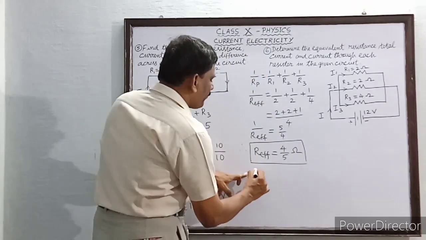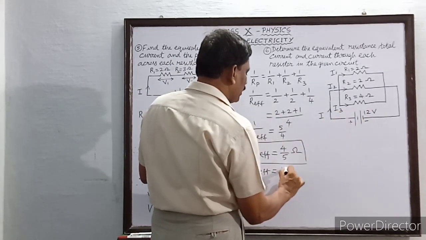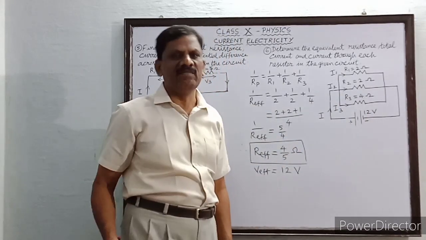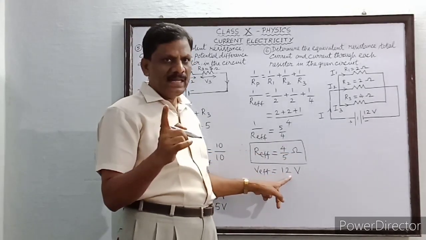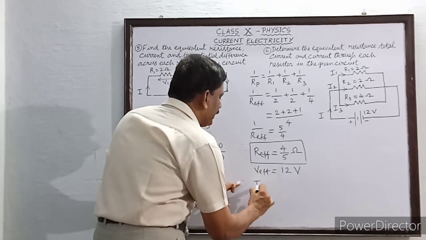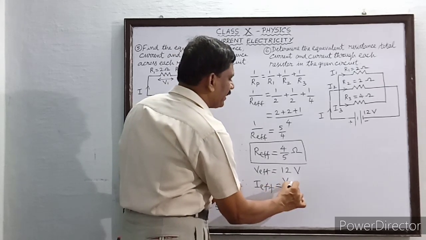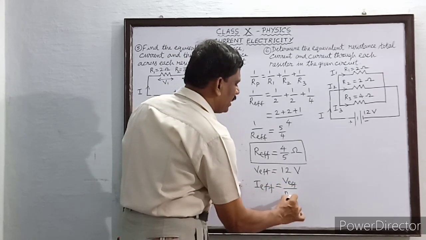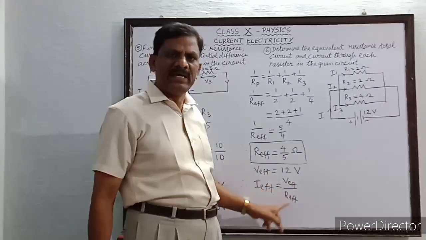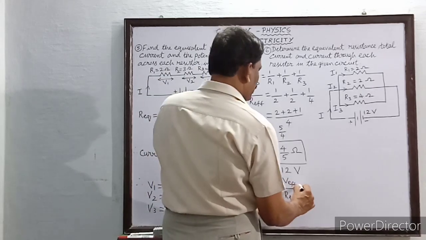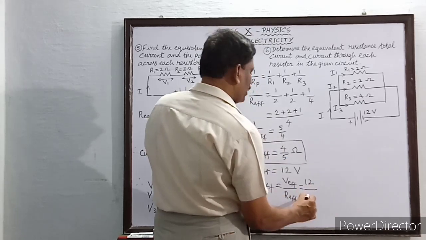Okay, so V effective, how much is given? Effective voltage is how much? 12 volt. It is given in the circuit itself. So R effective is 4 by 5 ohm and V effective is equal to 12 volt. Therefore, what is I effective? From Ohm's law, I is equal to V effective divided by R effective. Is it not? From Ohm's law, I is equal to V by R.